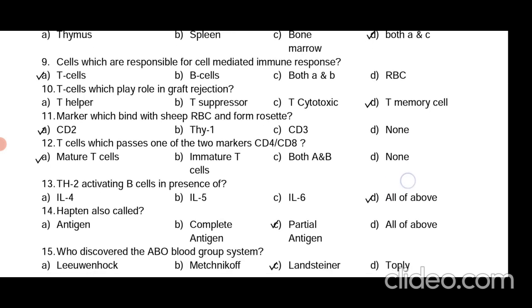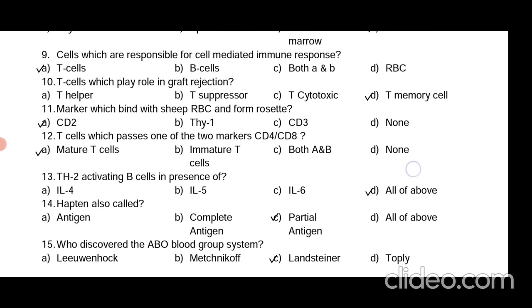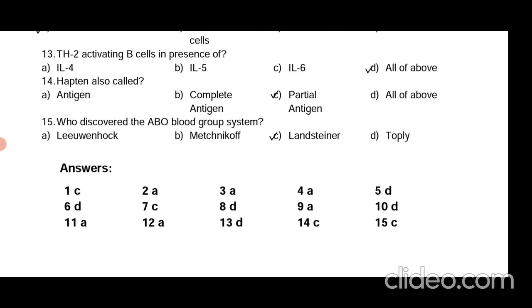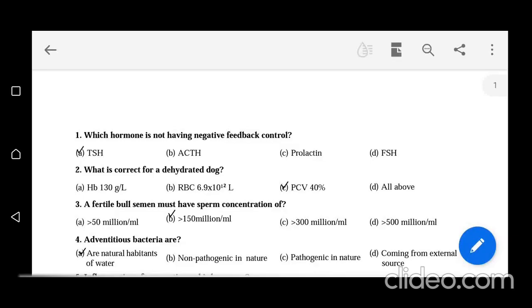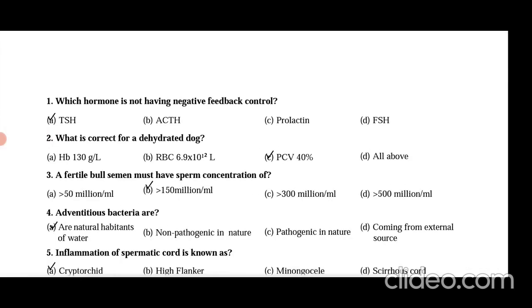Who discovered the ABO blood group system? Landsteiner. Which hormone does not have negative feedback control? Thyroid stimulating hormone does not have negative feedback control.